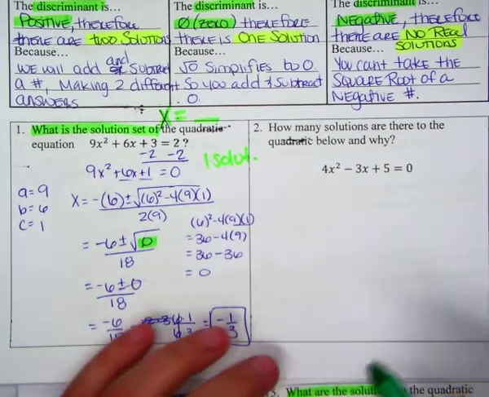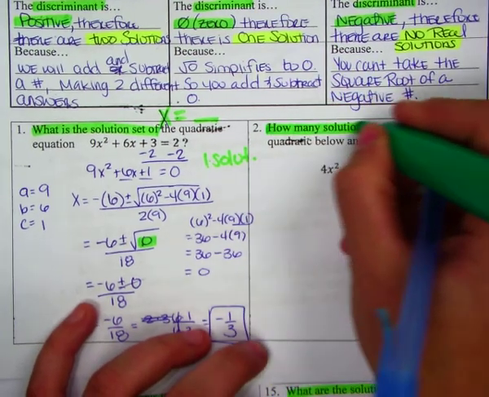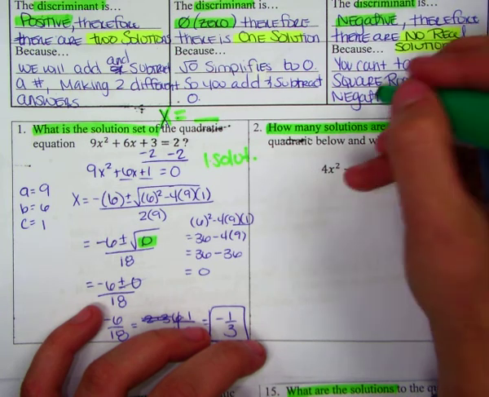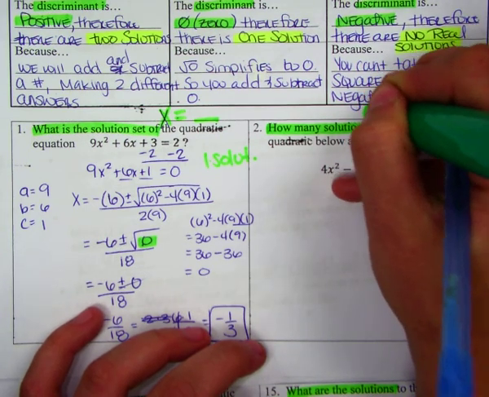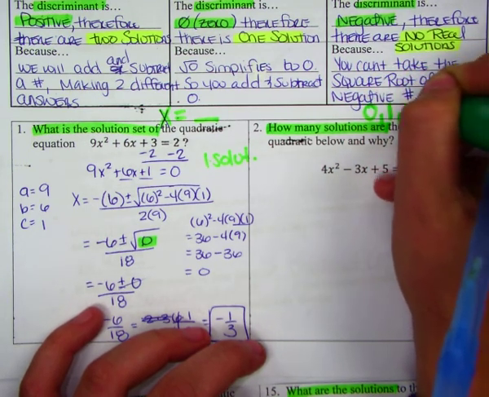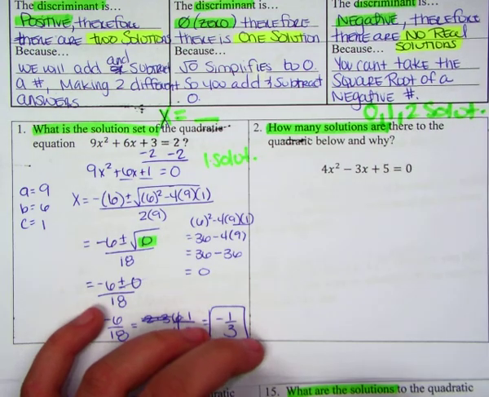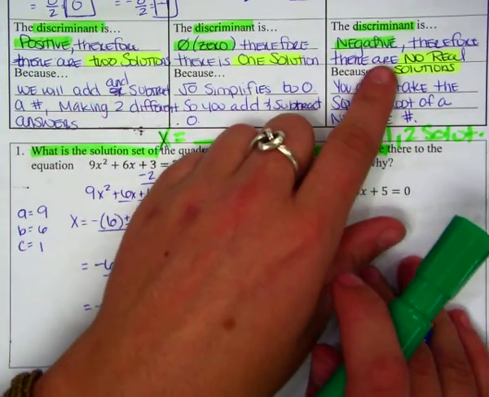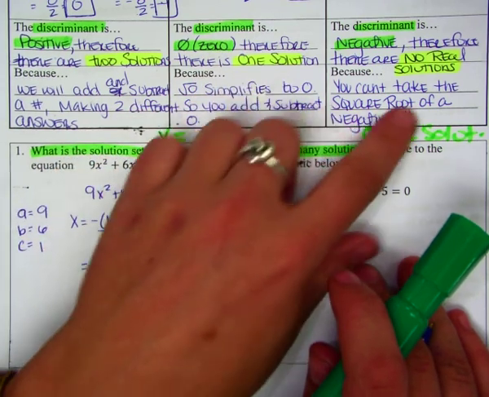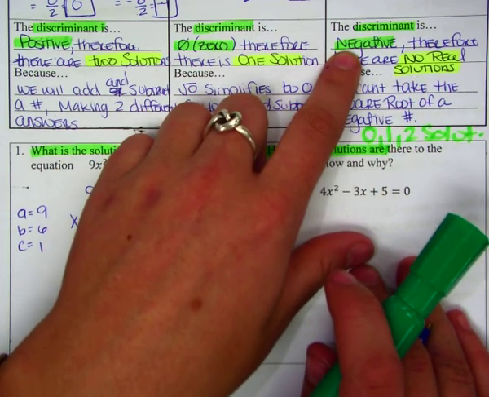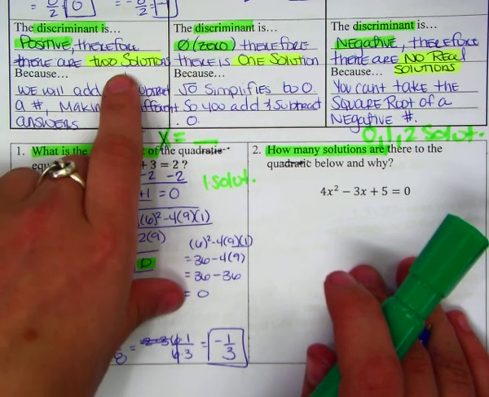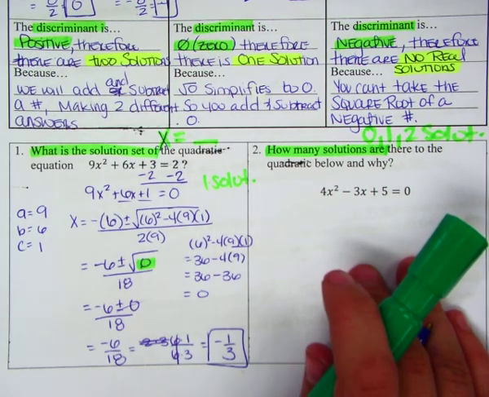All right, number 2. This one says, how many solutions are there to the quadratic below? So this is going to have an answer like 0, 1, or 2 solutions, right? It will have 0 solutions if the discriminant is negative. It will have 1 solution if the discriminant is 0. It will have 2 solutions if the discriminant is positive.